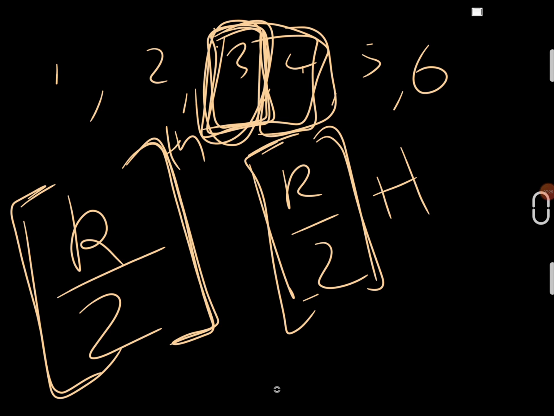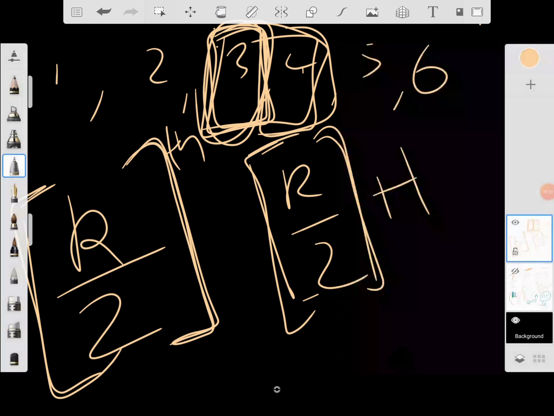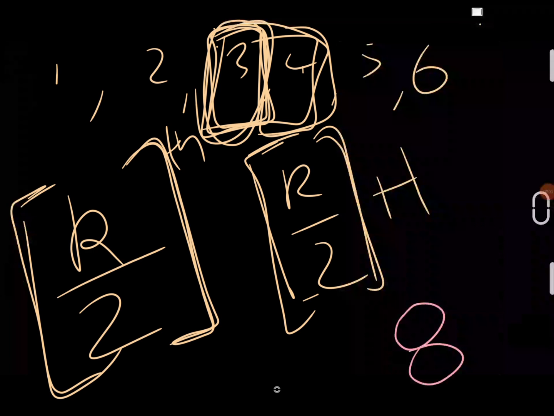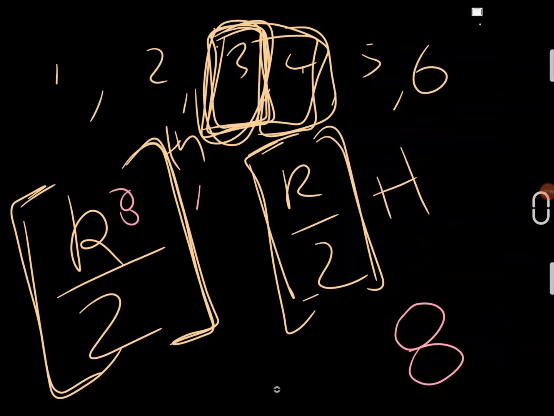Now you can check this for other numbers also. For example, consider the total number of terms to be 8. What are the middle terms? 8 by 2 gives the fourth term, and 8 by 2 plus 1 is the 5th term. So the 4th term and the 5th term are the middle terms.